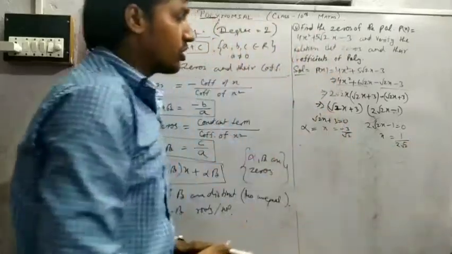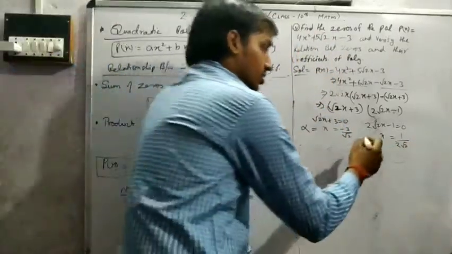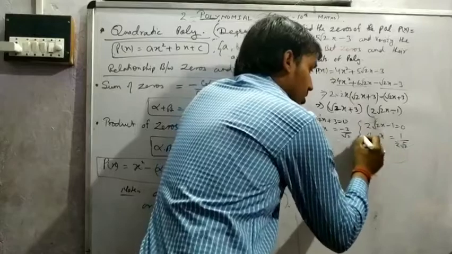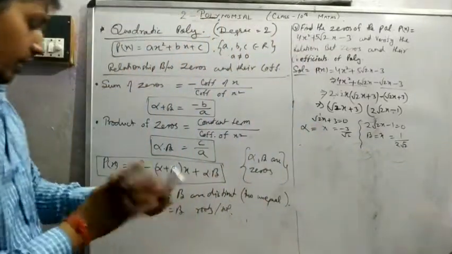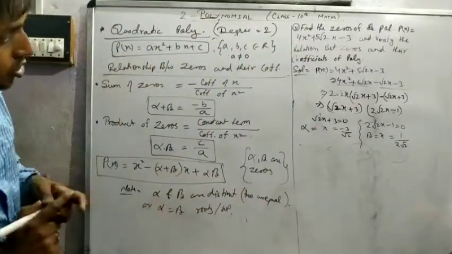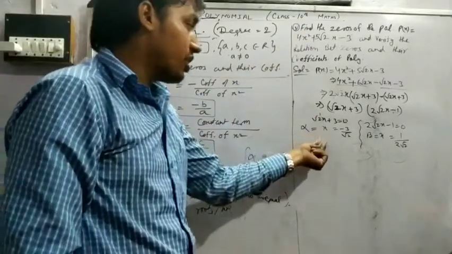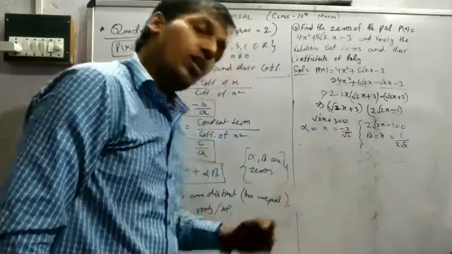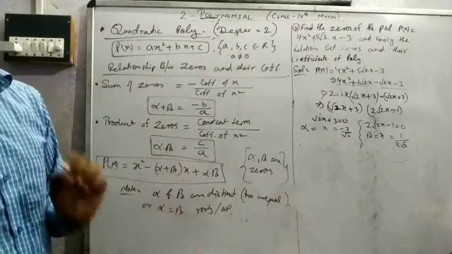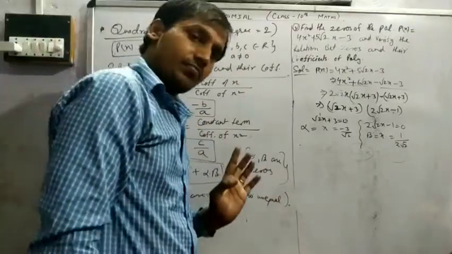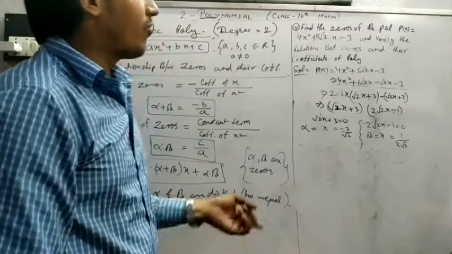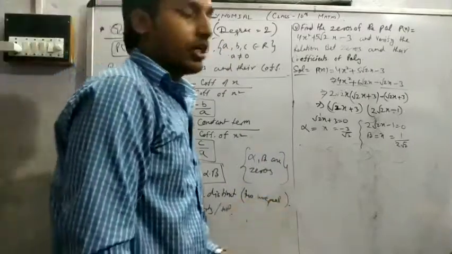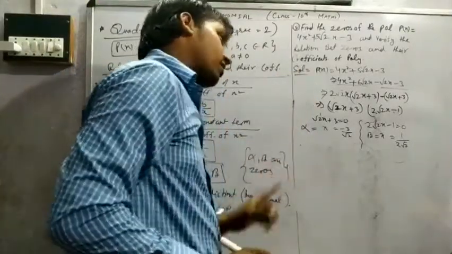You can take one more step for solving. I can write it is the beta. So here you get the zeros of the given polynomial: first zero minus 3 upon root 2 and second zero 1 upon 2 root 2. Alpha and beta we get. Then we want to verify the relationship between zeros and their coefficients. First understand this topic, then we explain.